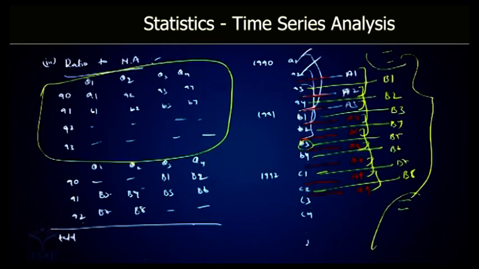Next, what we do: find the totals. Add B3, B7, and write the total here, summation Q1, summation Q2, summation Q3 and summation Q4. Now take the average value.